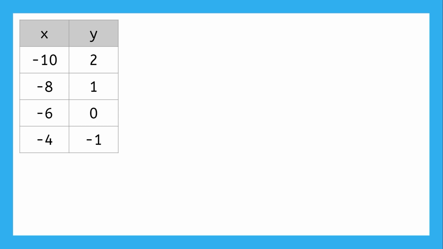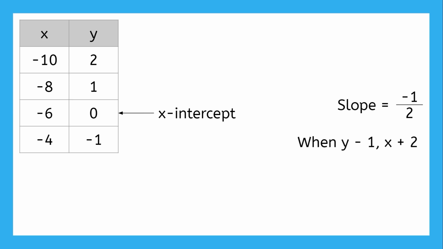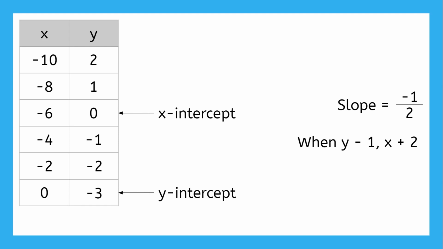Here's another example. Right off the bat, we can already see the x-intercept. The y-intercept is hidden though, so let's find the pattern. The slope is negative 1 over 2. So every time y goes down by 1, x goes up by 2. In order to find the y-intercept, we need to keep the table going until the x is 0. Then we use the pattern. Whenever the x goes up by 2, the y goes down by 1. The y-intercept is 0, negative 3.